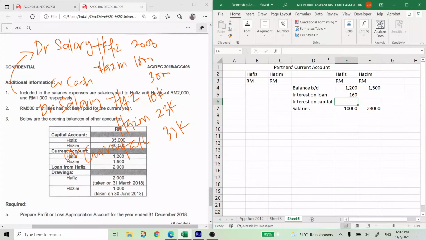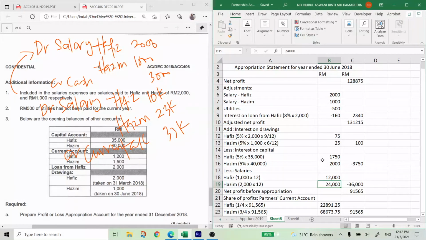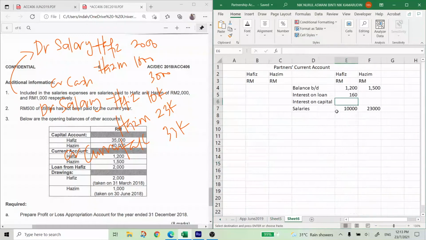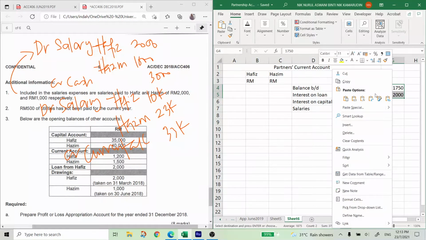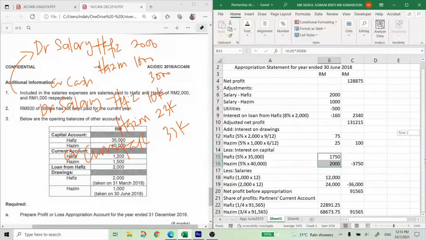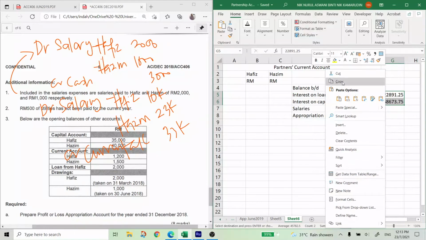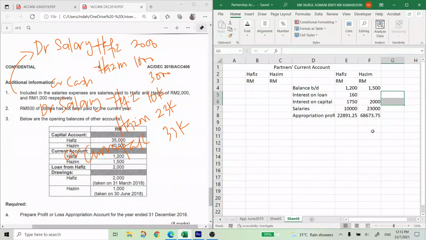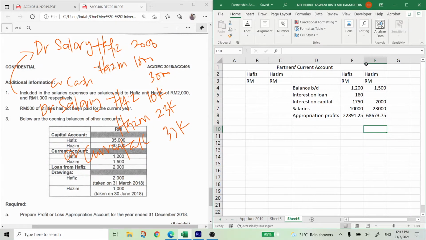How much is the interest on capital? Interest on capital is 1,750 and 2,000. Next, we are going to include also the profits. So this amount is entitled to be received by Hafiz and Hazim.